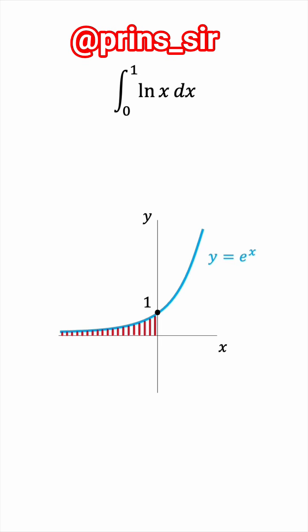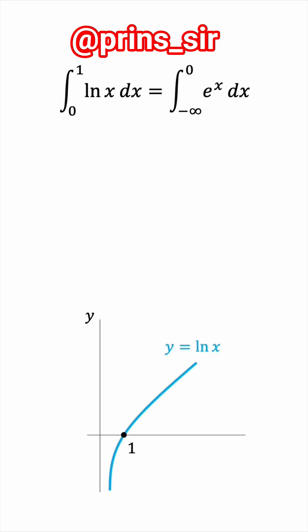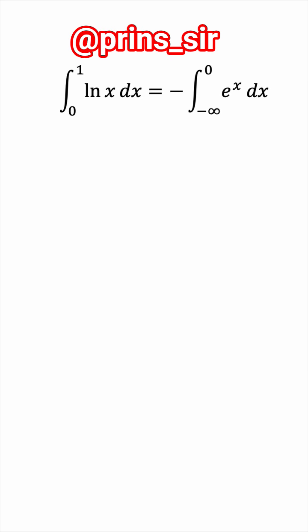So we can find this area by taking an easier integral, which is the integral from negative infinity to 0 of e to the x dx. But be careful. The area under the natural log is negative because it's below the x-axis, whereas the area under the exponential function is positive. So we need to account for this sign change by inserting a negative sign next to the integral.